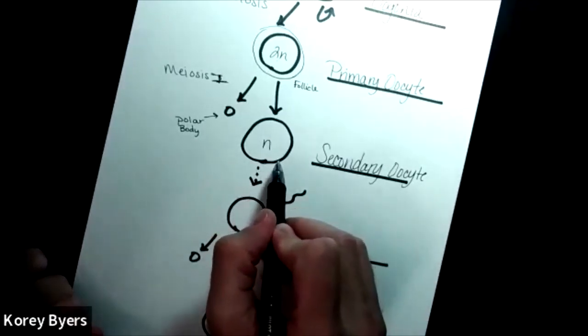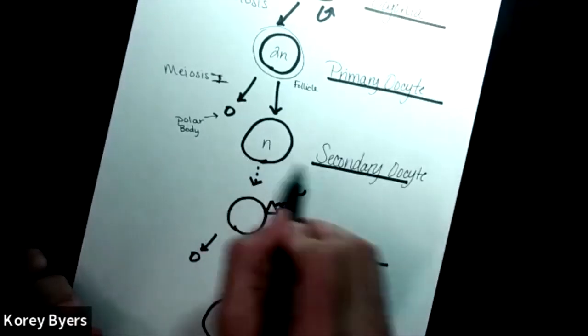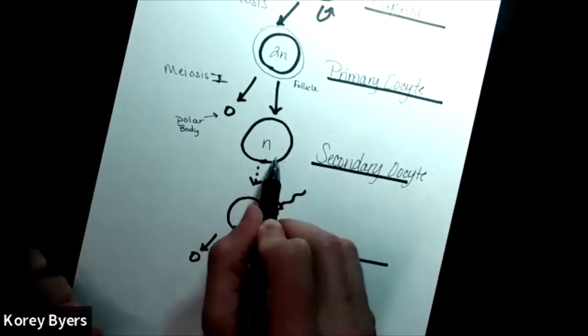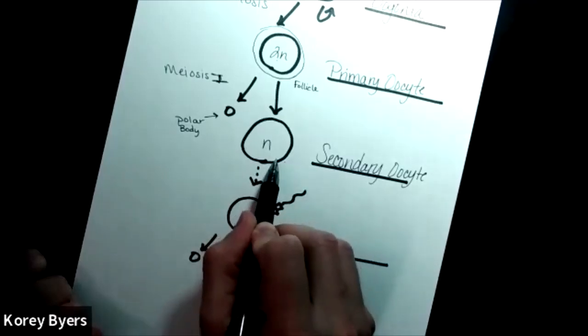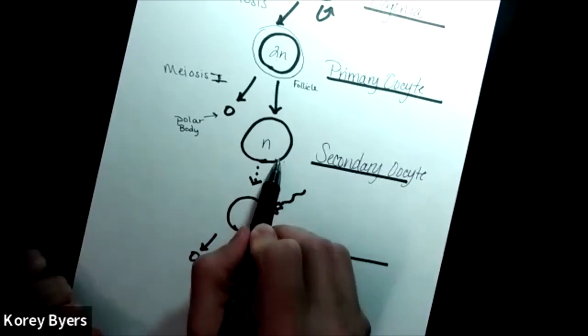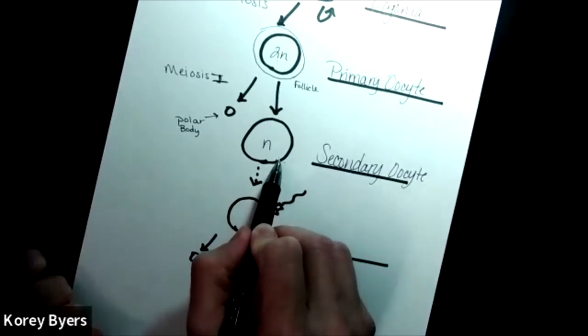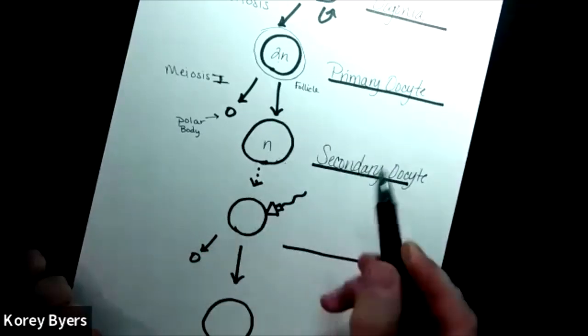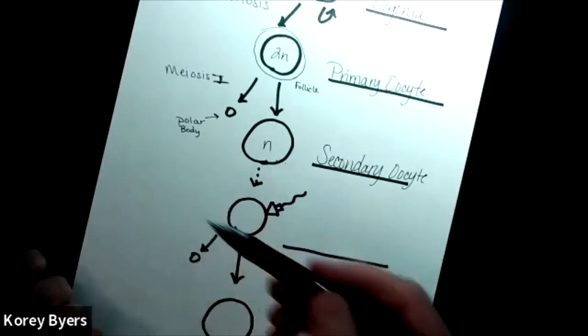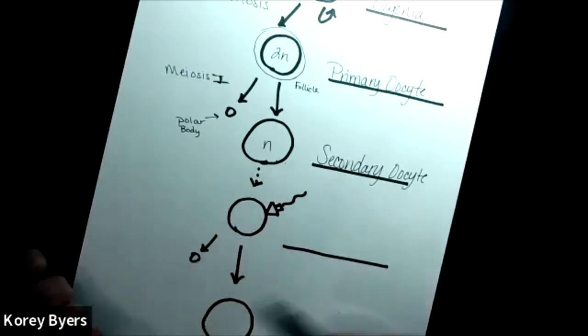After ovulation, when this cell is released, if sperm is not present in the uterine tube, this cell won't finish meiosis 2. It will simply be absorbed or released from the body during menstruation.